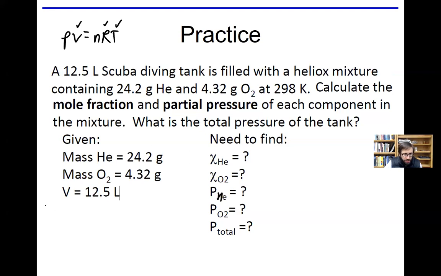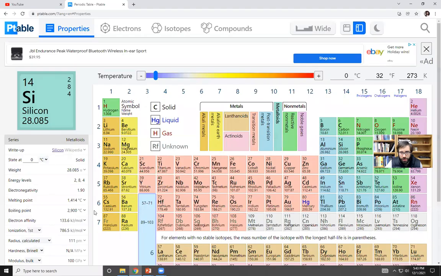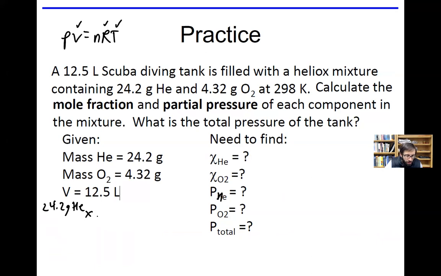So first thing we need to do is get our masses into moles. We do that with the atomic weight, so we look up on the periodic table. If you look up helium, the atomic weight is about 4.0 grams of helium for every 1 mole of helium. And if we divide that out, we get 6.05 moles helium. And now let's do the same thing for oxygen.